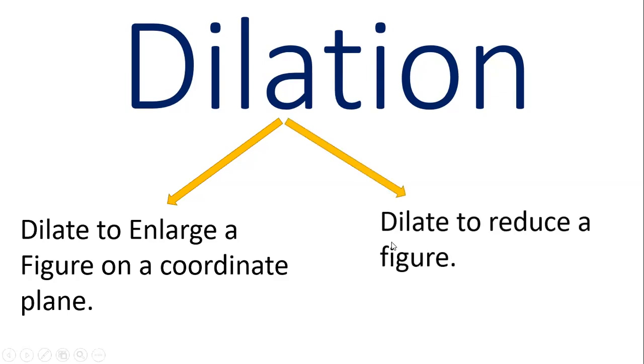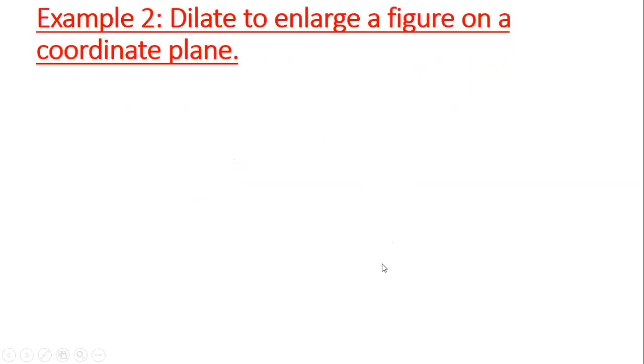And the other type of dilation, we dilate to reduce a figure. It means that the image that I'm going to have is going to be what? Smaller, very good. So we have two types of dilation, enlargement or reduction. Enlargement is going to give me an image that is larger. Reduction is going to give me an image that is smaller.